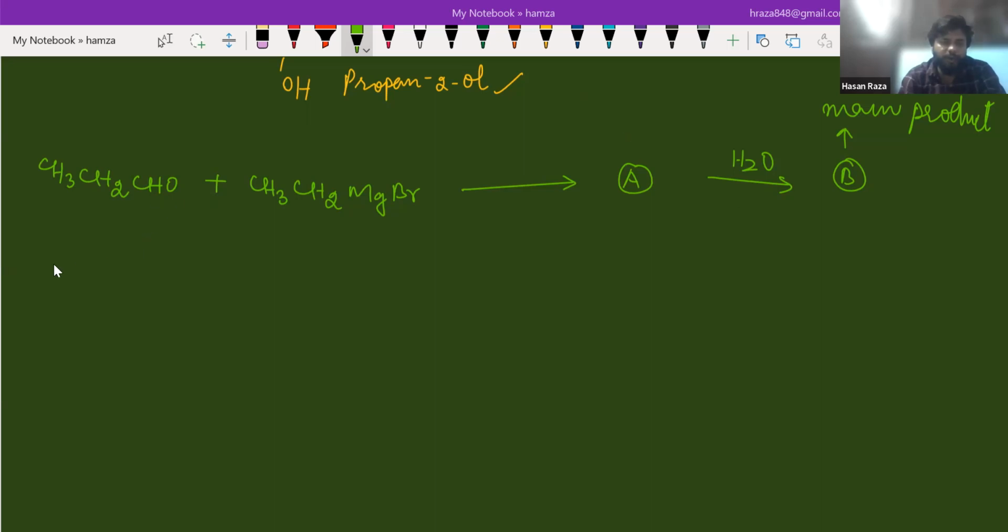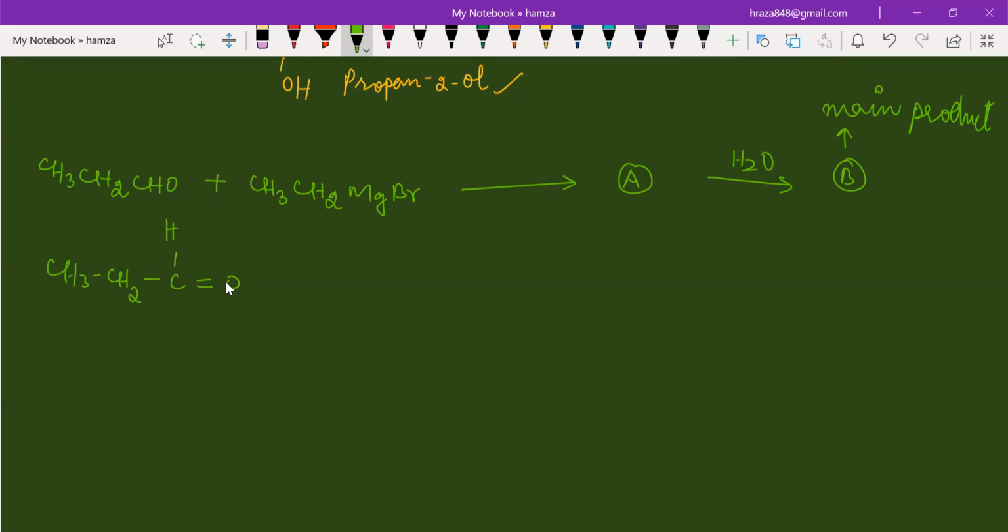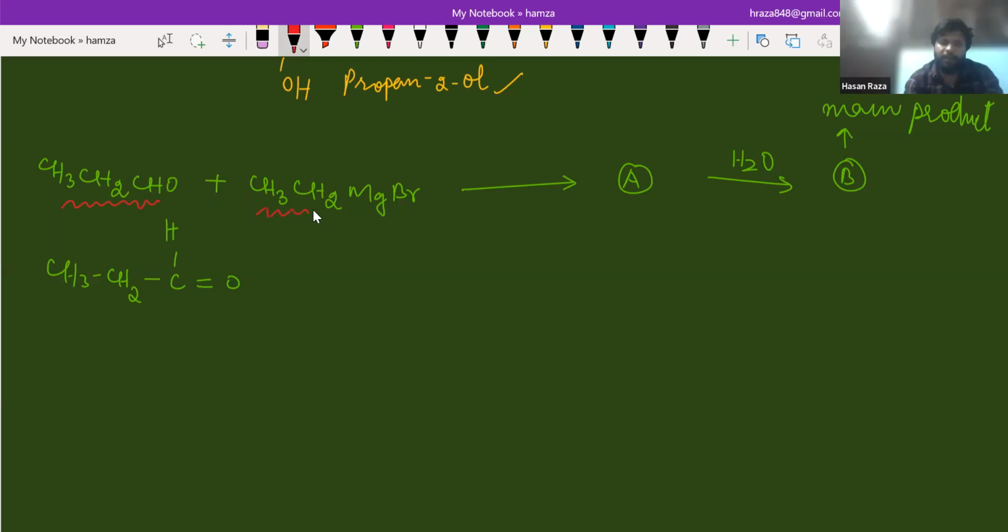So what will be there? This is basically CH3, CH2, and then CH, I'm going to write it here, H and double bond O. Your answer is wrong. Did you say butan-2-ol, right? Yes. How many carbon here? 3, no. And how many carbon here? 2. Total carbon 5. Now see, this is basically CH3, CH2, MgBr.